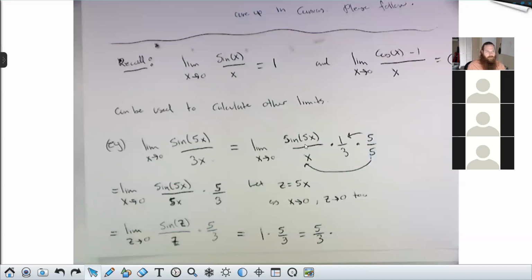So it's an algebra trick here. Kind of think of it as similar to what you do when you want to have a common denominator. I really wanted a 5x down here. So in order to introduce that 5, I multiplied by a 5 upstairs and downstairs. And then I just grouped the term. The 5 downstairs, I put here with the x. The 5 upstairs, I put over here with the 1/3.